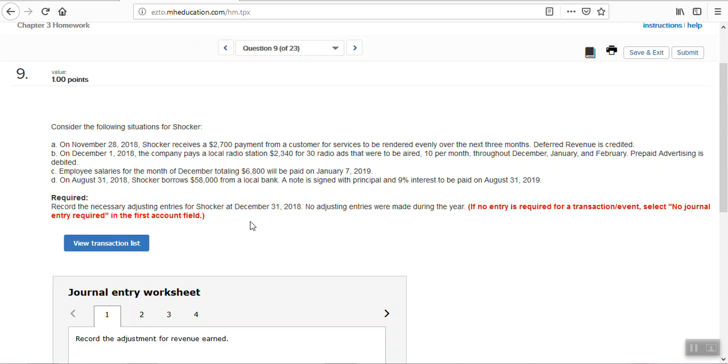So item A says on November the 28th, Shocker receives a $2,700 payment from a customer for services to be rendered evenly over the next 3 months, and deferred revenue is credited. So this happened at the end of November, and it's now at the end of December. So 1 month has passed, and it says that we were to render services evenly over the next 3 months. So our assumption is that we have now rendered 1 month worth of services. So it says they credited deferred revenue to start with, which would have been in November. So we've now earned 1 month of that $2,700.